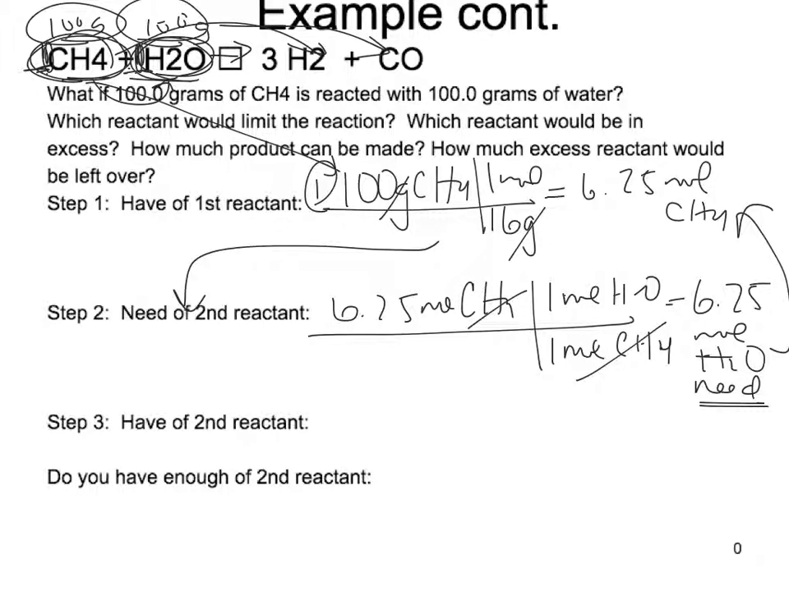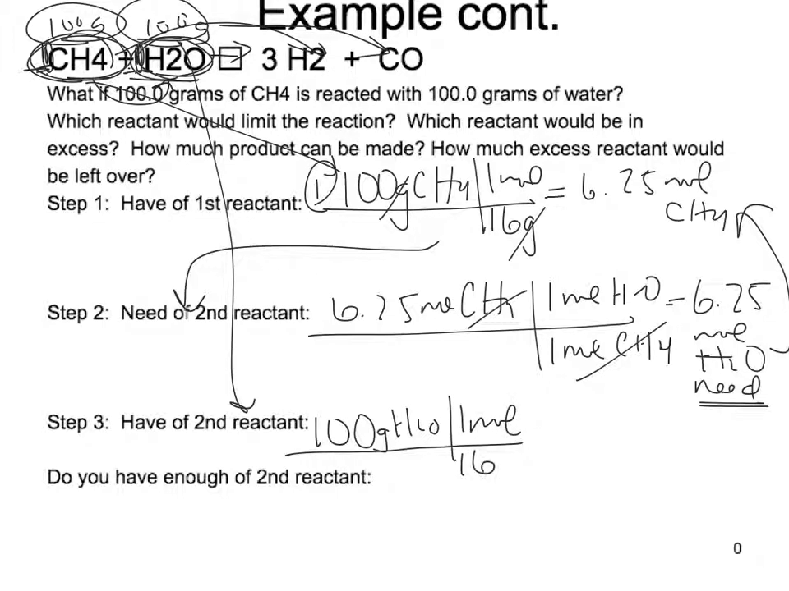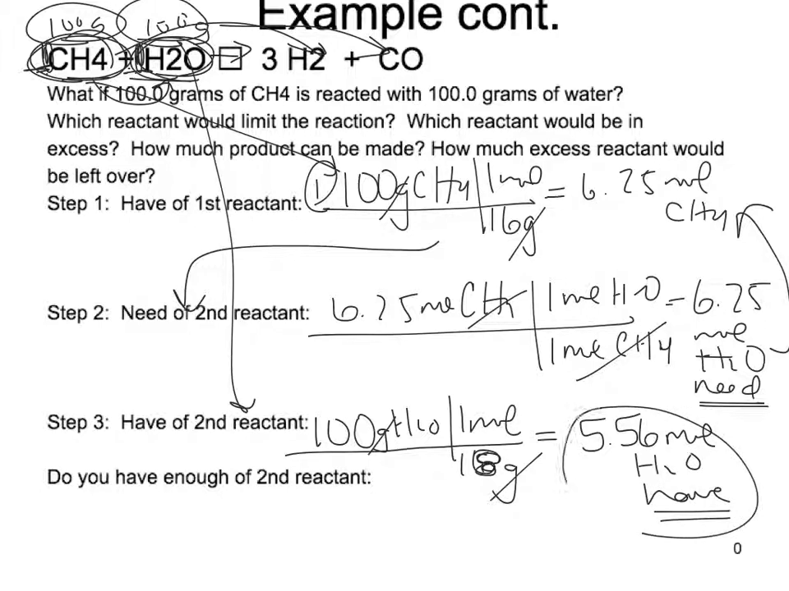Step 3, what do you really have? You have 100 grams. And I really need to get that into moles. Sorry, that's 18. I need to get that into moles to actually be able to compare. So in this one, I actually have people write have. So I have 5.56. I needed 6.25. I don't have enough. So immediately we know that this is my limiting reactant and that is my excess reactant.